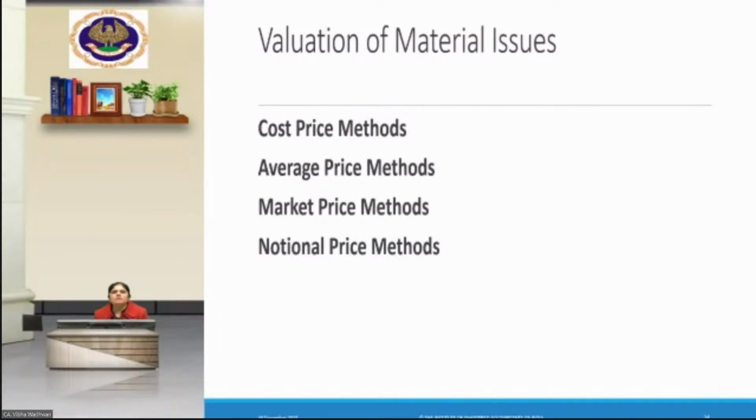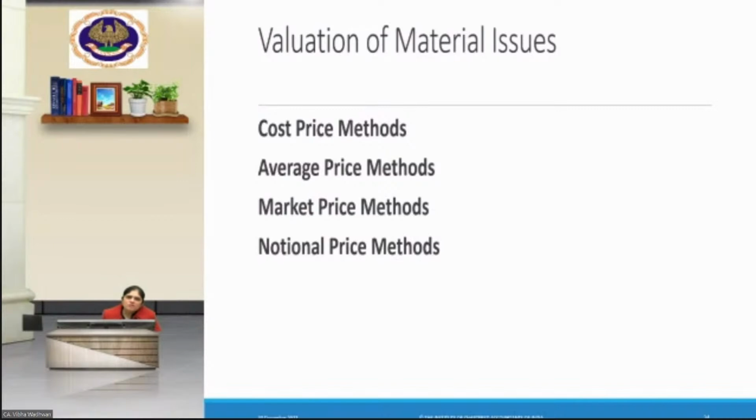And then there's material storage, where all sorts of records are kept, like bin cards or store control cards or stores ledger. And then there is the issue of material. Issue means the usage of material, the consumption of material. All right. So here we'll be using that. Cost price methods will take care of the issue of material at cost.